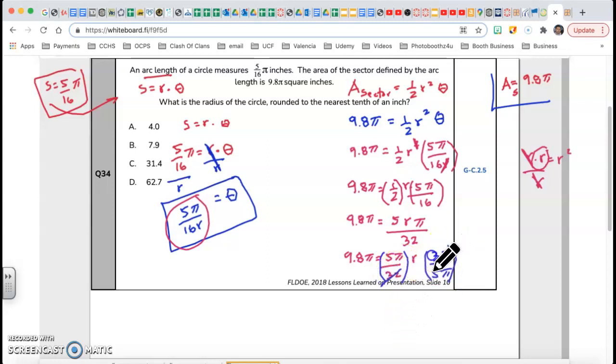Oh, I'm sorry, hold on. Whatever I do on one side, I do on the other side. So 32 over 5 pi. 32 from the top, 32 from the bottom. 5 pi from the top, 5 pi from the bottom. Therefore, on the right side, you have the radius by itself. Next, put a 1 on the left side.